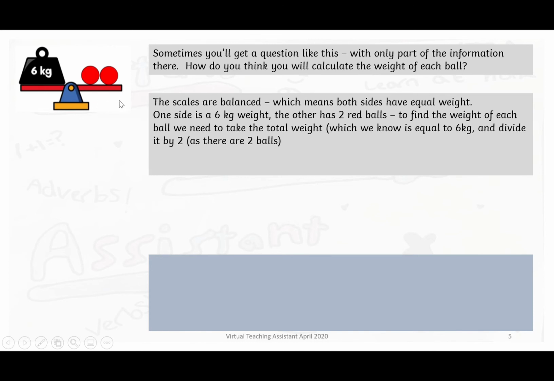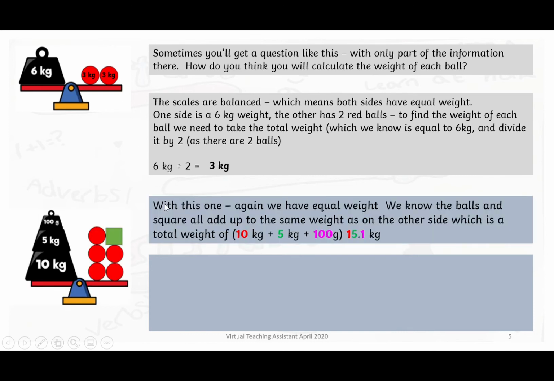So to find the weight of each ball, we need to take the total weight, which we know is going to be 6 kilograms, and divide it by 2, as there's 2 balls. So 6 kilograms divided by 2 is 3.